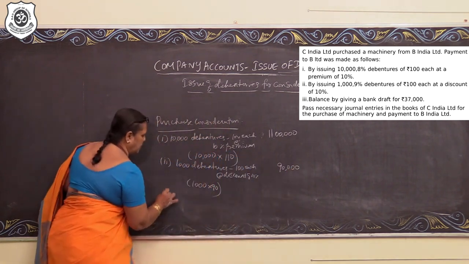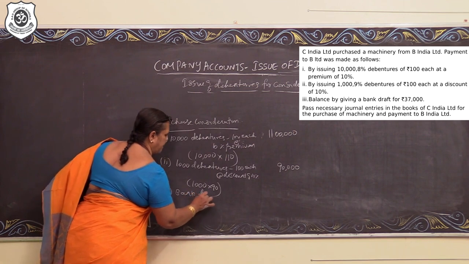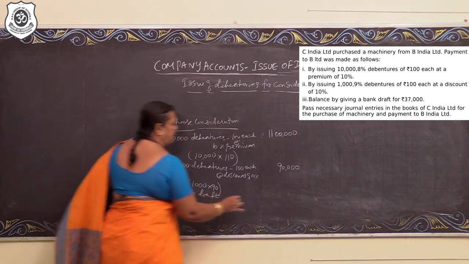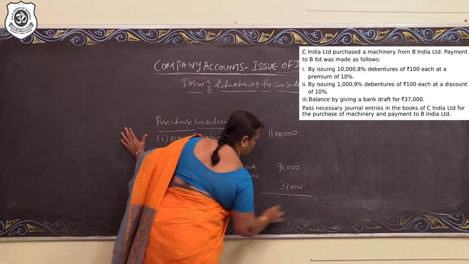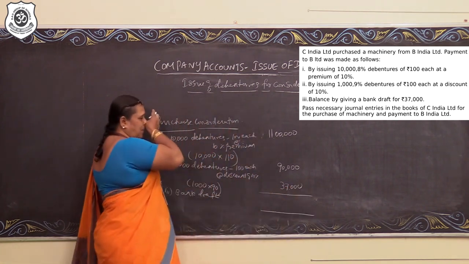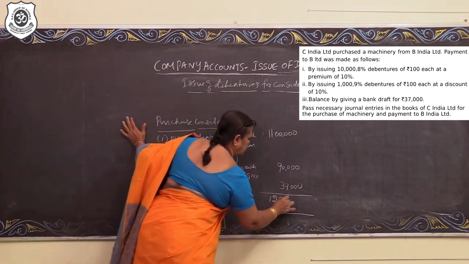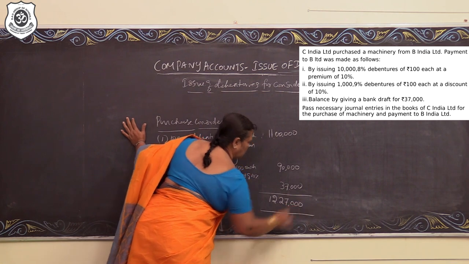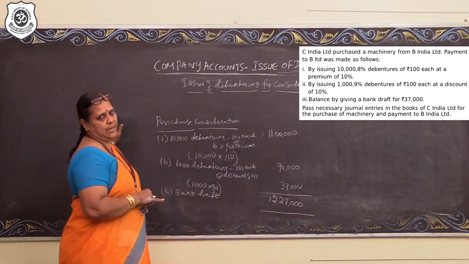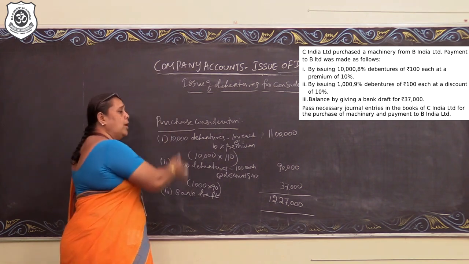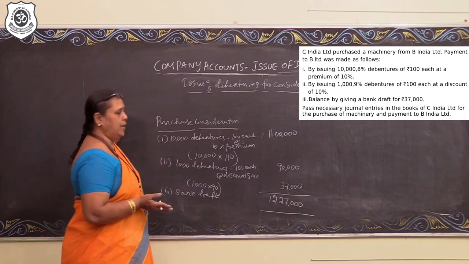Plus, number 3 is about bank draft of 37,000. So, totally we are purchasing asset worth 12 lakh 27,000. So, we should first go for purchase of asset as a first entry, then go for issue of debentures and bank draft. We should be very careful about that.